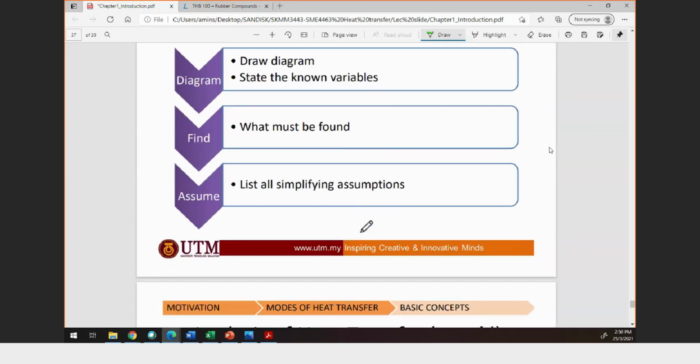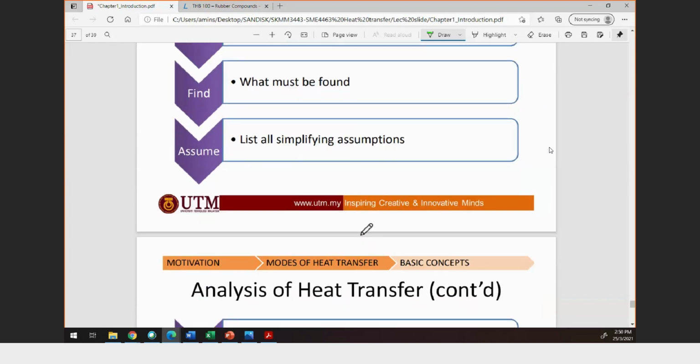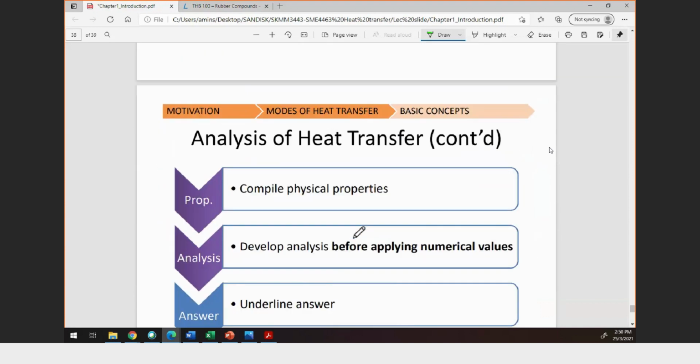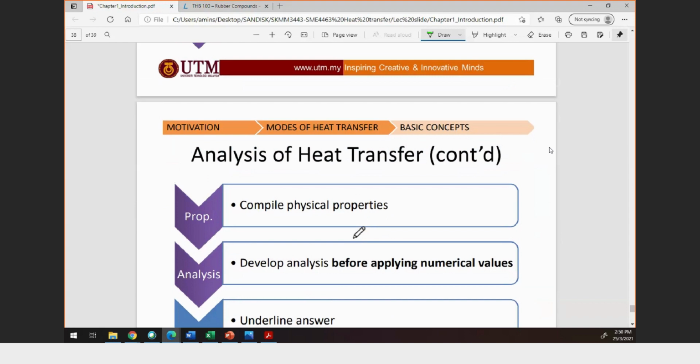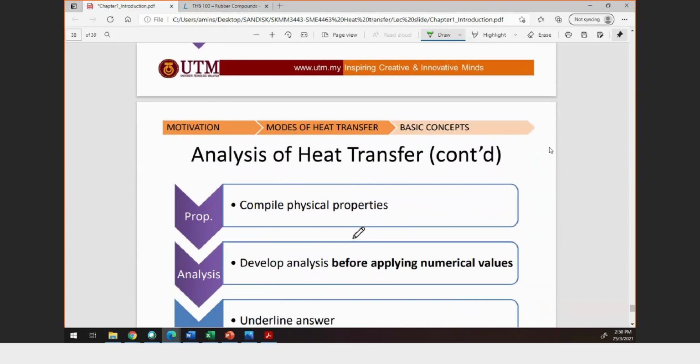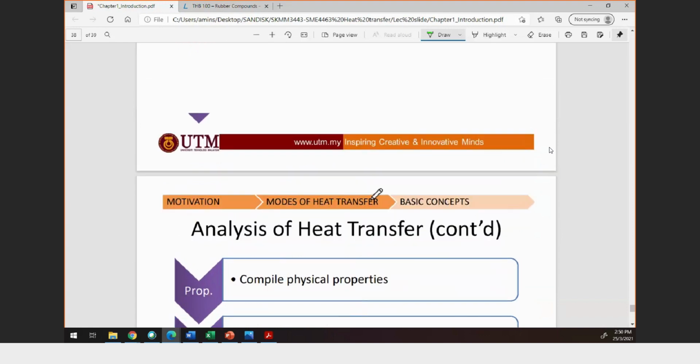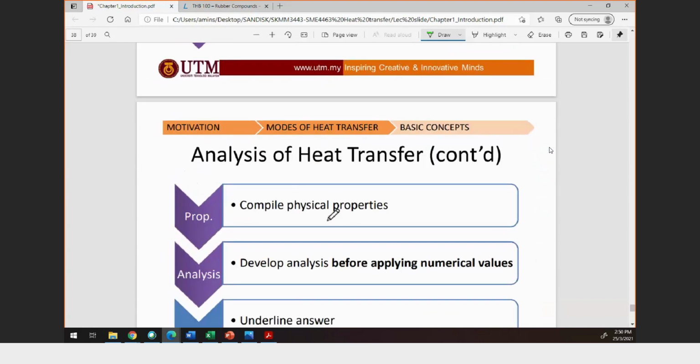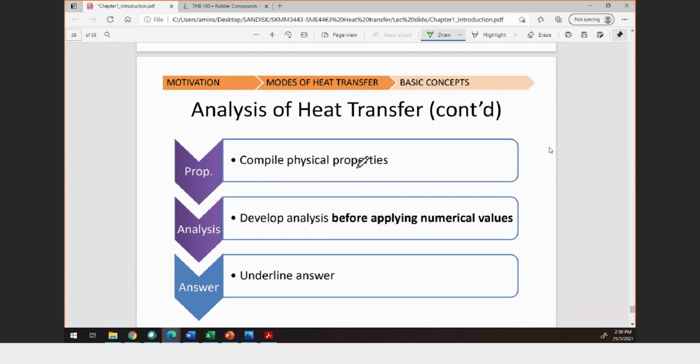If you look at this text, the examples of heat transfer analysis provide assumptions that are relevant to the problem. You can look at the assumptions, and they will vary from case to case. Once you define the assumptions, you can find the physical properties of the system, or the fluid.